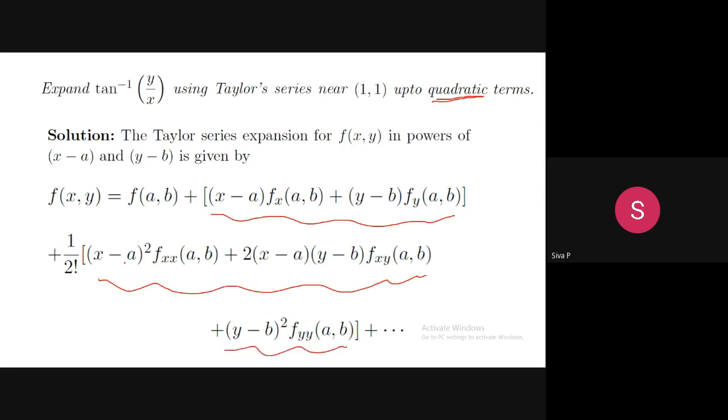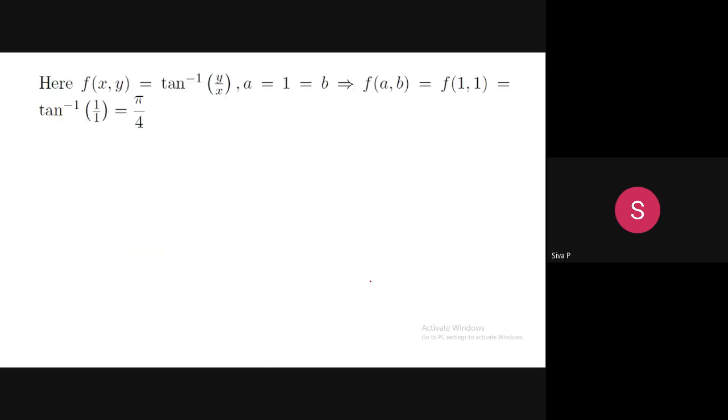So here this is the second term. It is the first degree. It is the second degree. Next, we will see that f of x comma y is tan inverse of y by x. Here a equals 1, b equals 1.